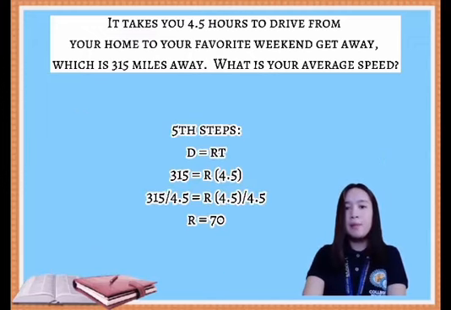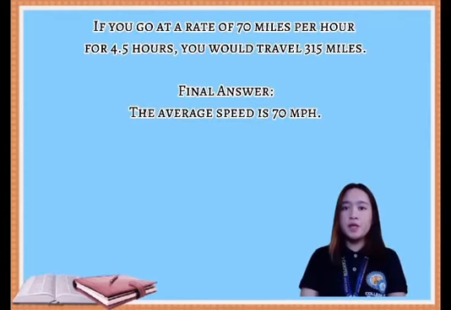So our last step, we're going to solve it by using the distance formula. Distance is equal to rate times time. So we substitute: 315 is equal to rate times 4.5. We divide both sides by 4.5 and we get rate is equal to 70. If you go at a rate of 70 miles per hour for 4.5 hours, you would travel 315 miles. So our final answer: the average speed is 70 miles per hour.